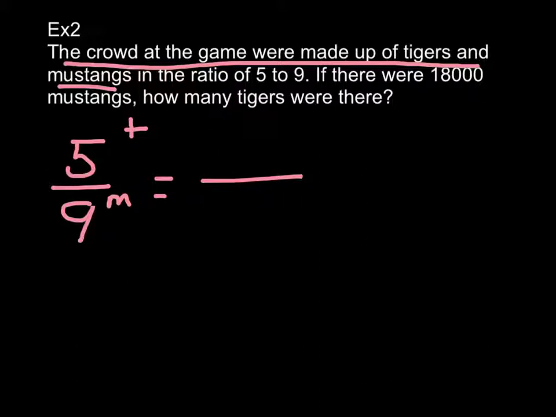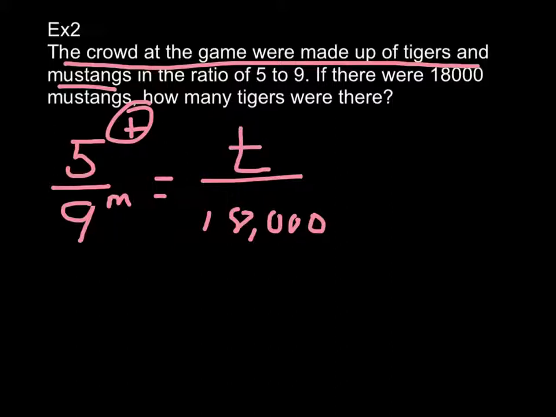Now, I'm going to set up what's called a proportion, which is two equal ratios. So if there's 18,000 Mustangs, where does the 18,000 go? Does it go up on top or does it go on the bottom? The reason I mark these back here is so I remember which number represents Tigers and which one represents Mustangs. So the bottom is the Mustangs, so the 18,000 goes on the bottom, and it goes on to say how many Tigers there were in the crowd.